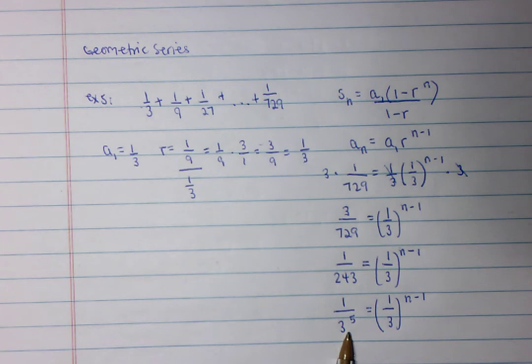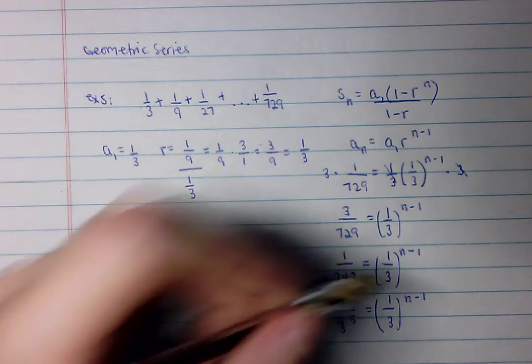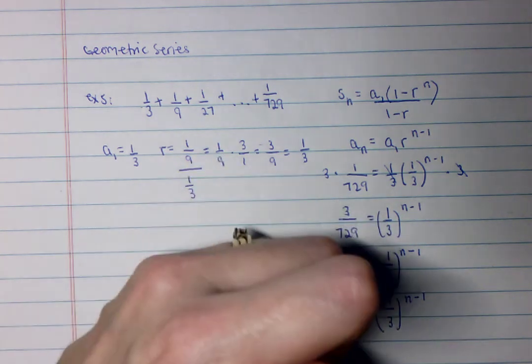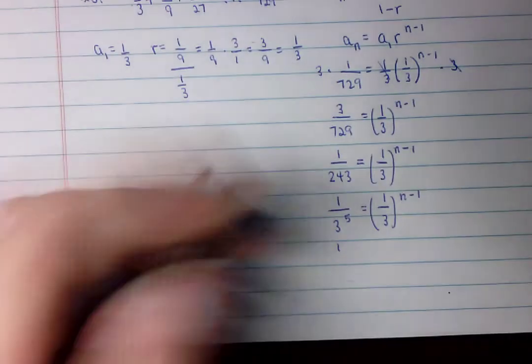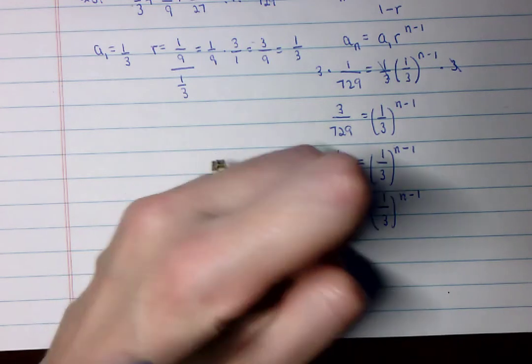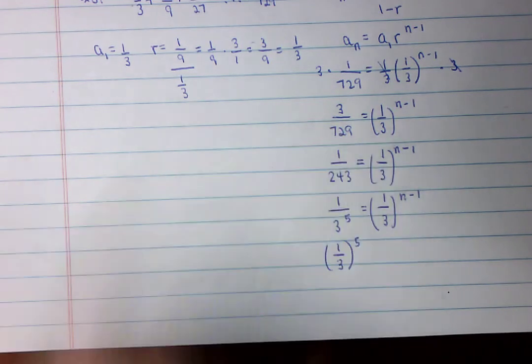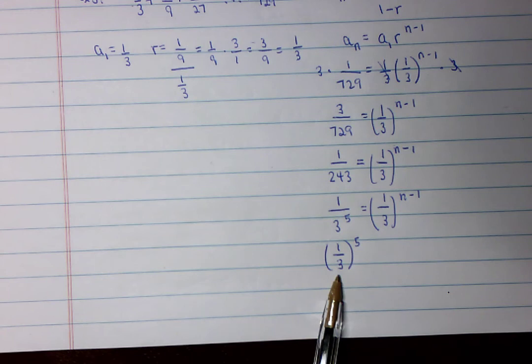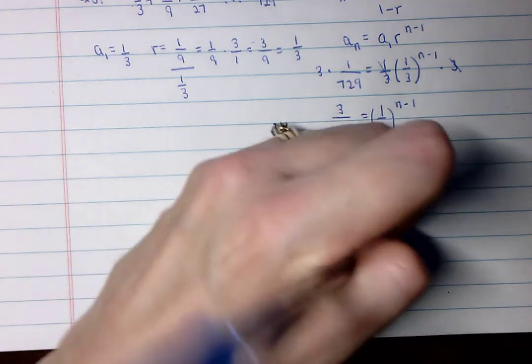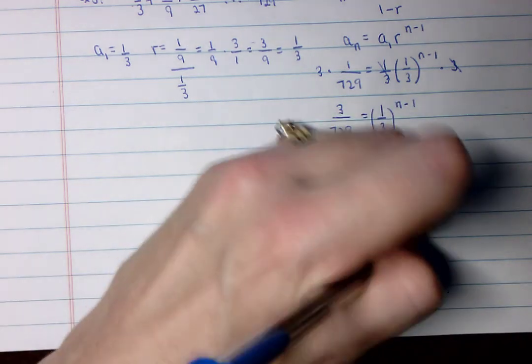Now there is an interesting thing that you can do here. You can actually, let's rewrite this as 1 over 3 to the 5th power. Let's do that as well. And that way it's written a little bit better for you to see.